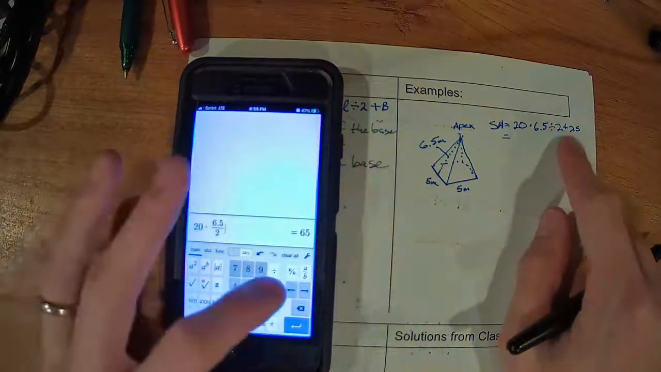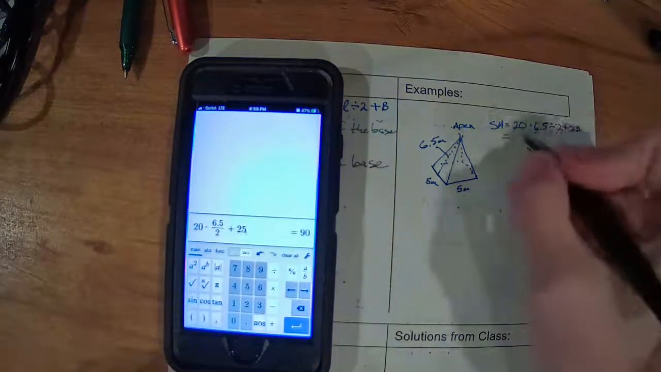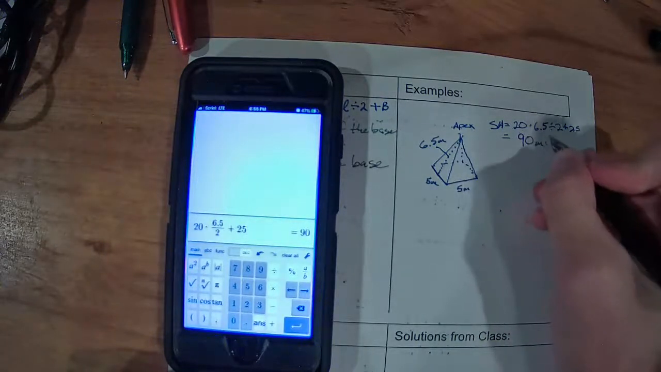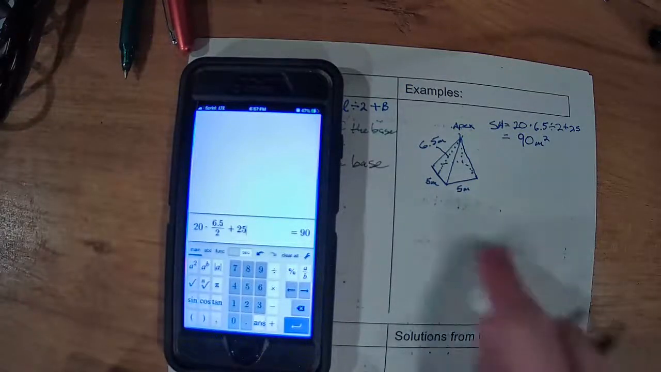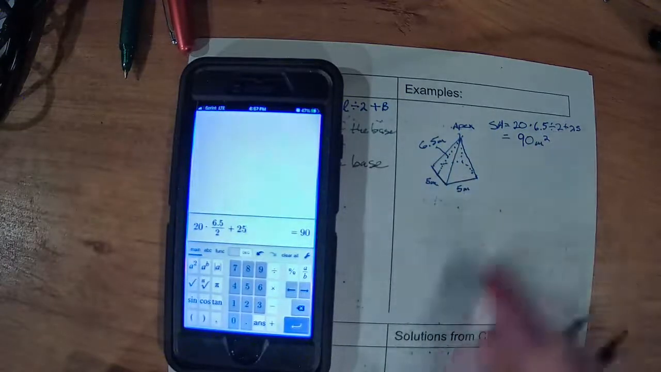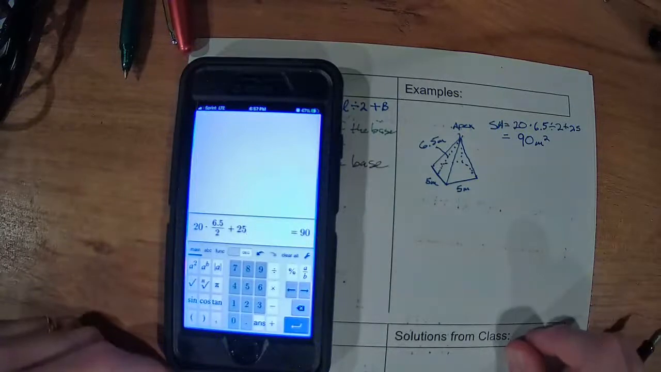It's the arrow over there, added on to 25. So in this case, we get 90 as our surface area, so 90 meters squared. Pretty easy, pretty straightforward. So pyramids aren't too bad. We'll take that perimeter, multiply it by the slant height, divide by 2, and then we'll add on the area of the base, whatever it happens to be.